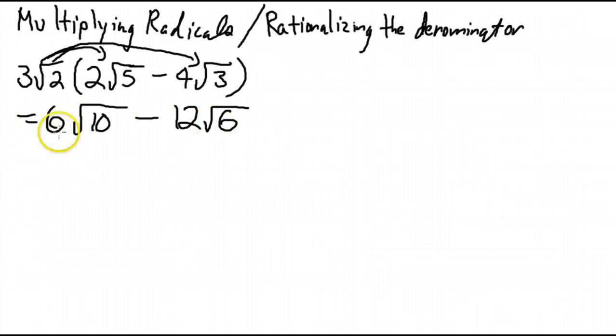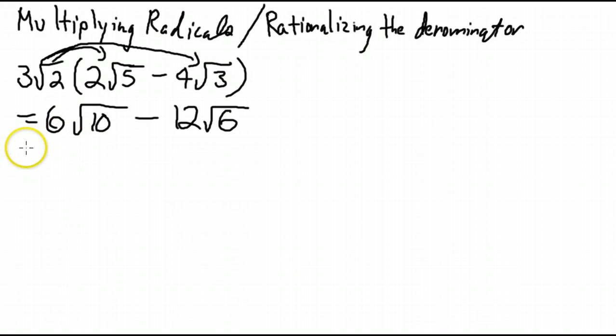And that's all you can do. We don't have like radicals, so we can't add or subtract these. And nor can anything be simplified. Root 10, there are no perfect squares that go into it, nor are there any that go into root 6. So this is a multiplying of a monomial times a binomial radical. What if we want to multiply together two binomials?